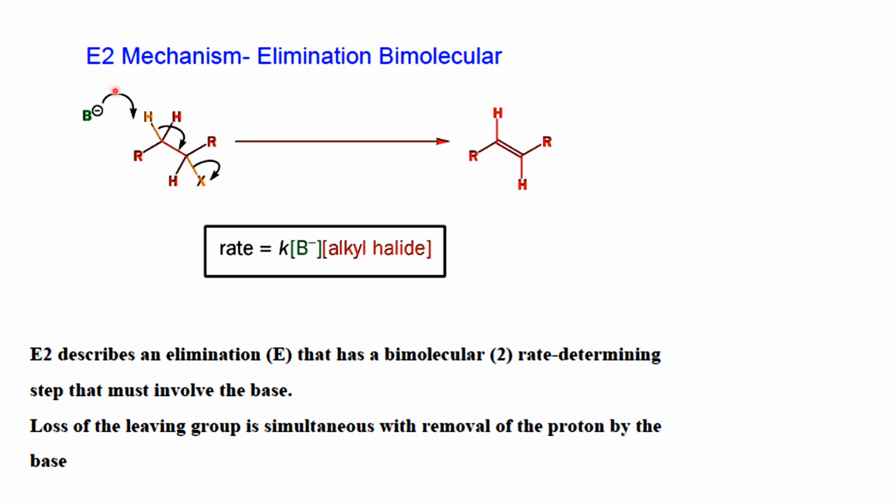So this is somewhat related to the SN2 reaction, in which we have the addition of the nucleophile and loss of the leaving group as a simultaneous step. Here also the deprotonation as well as the elimination of the leaving group is simultaneous. Therefore, both of them are involved in the rate determining step. Therefore, the rate depends upon the concentration of both the base as well as the alkyl halide. So this is what is written here.